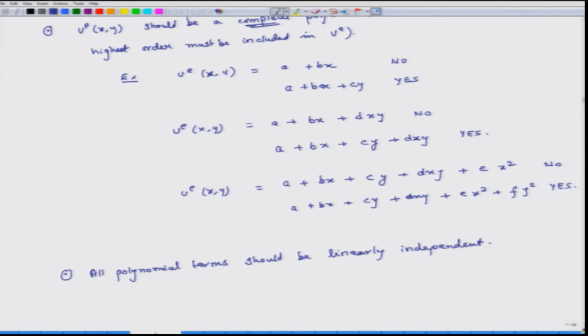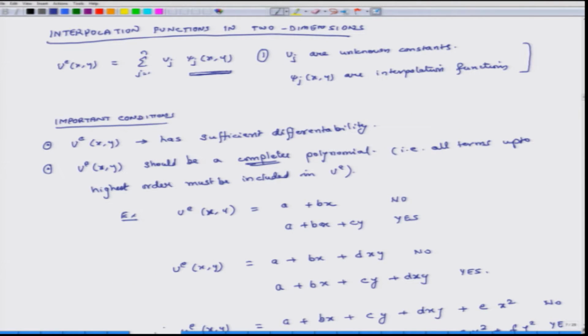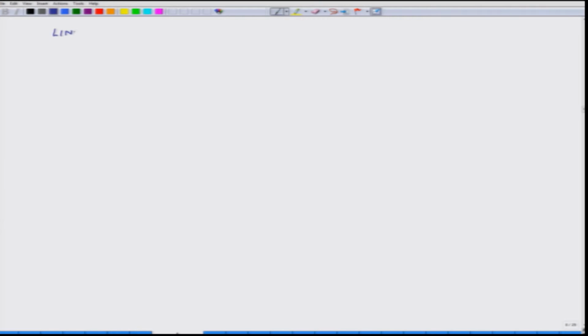So, with this background, let us look at some functions. So, let us look at linear u e of x and y. So, we are still not talking about interpolation functions. We are right now on u e, not on psi, but from u we will go to psi later. So, if u is linear, then the simplest expression would be constant C1 plus C2x plus C3y.